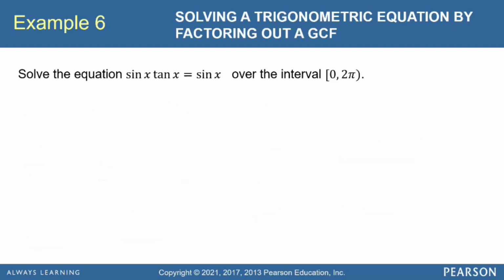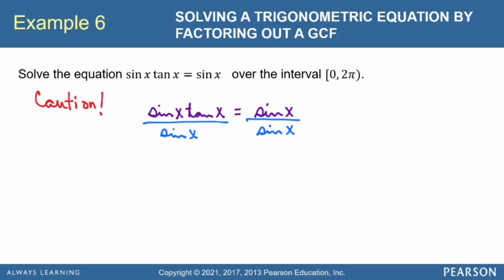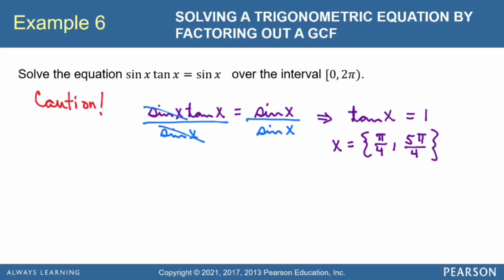5 pi over 4. Now before we go on to our next example, I want to show you a very common error so you'll know how to avoid it. A lot of students notice that we have sine of x on the left and sine of x on the right, and they say to themselves, well, if I just divide both sides by sine of x, then the sine of x's will cancel out from both sides and I'll have tangent of x equals 1, and they get the two solutions pi over 4 and 5 pi over 4 from this equation. And as you know, this solution set is missing 2 of the solutions, and the reason is they got lost when we divided by sine of x.